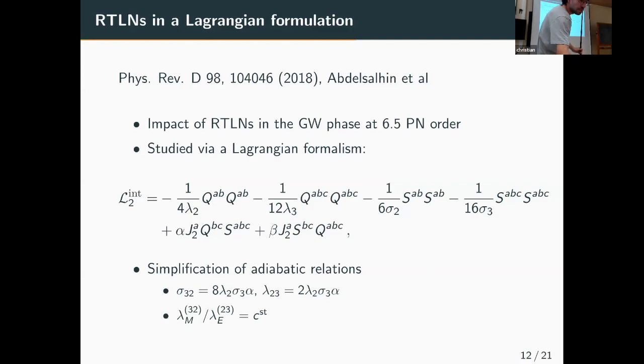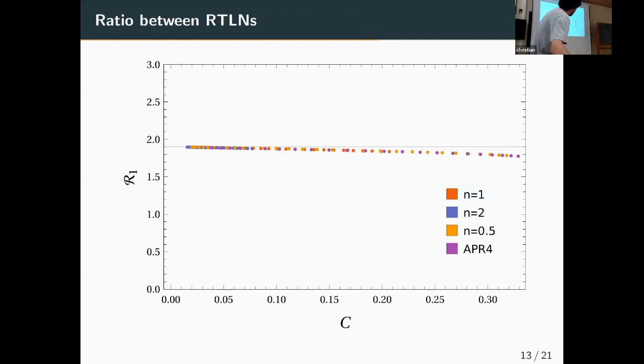So what we did was to compute exactly the ratio between tidal numbers. That's what I'm showing here. This is the ratio of the previous ratio of rotational tidal numbers that I was showing, in terms of the compactness of the body, for different equations of state, with first the polytropic index. It's good for three different ones, and they are for just another equation of state of star that we consider. And regardless of whichever you consider, this will always give the same result.